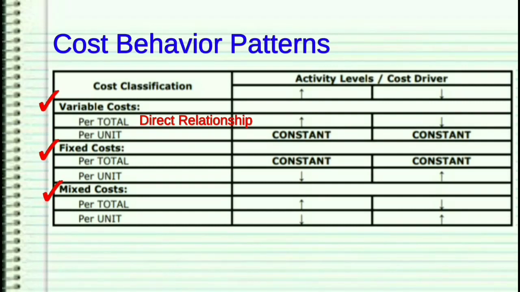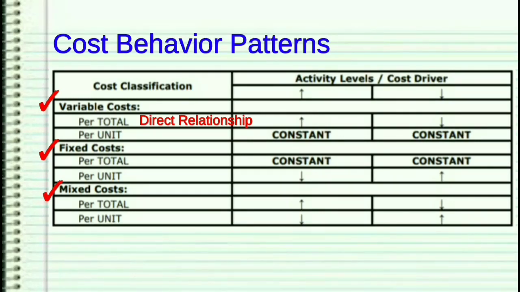Buti pa, ang variable cost per total at activity level or cost driver may direct relationship. Samantalang yung iba, walang relationship. Kaya para mas matandaan mo, isipin mo na lang yung variable cost per total at yung activity level or cost driver magjowa. Kasi kung ano yung pinuntahan ng isa, yun din yung pupuntahan ng pangalawa. At isipin mo na lang na meron silang relationship at yung relationship nila ay hindi long-distance relationship.